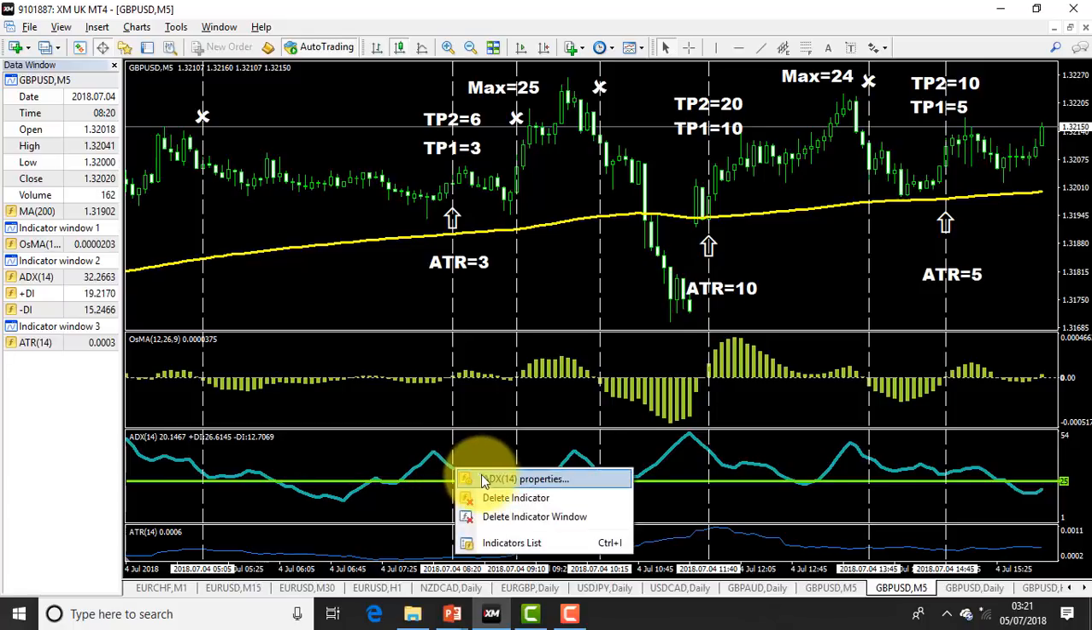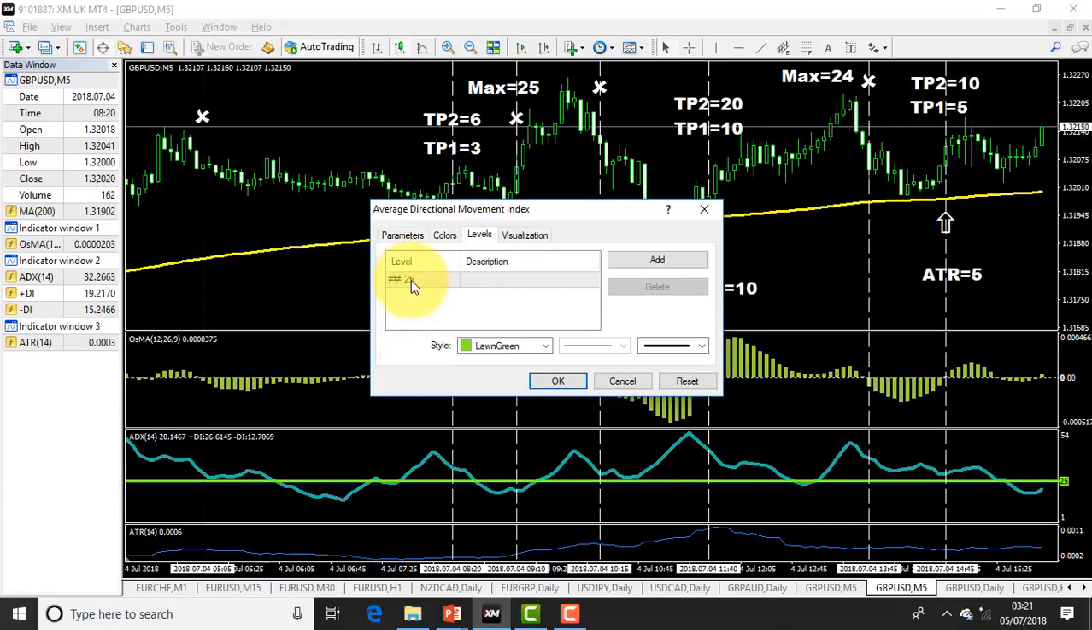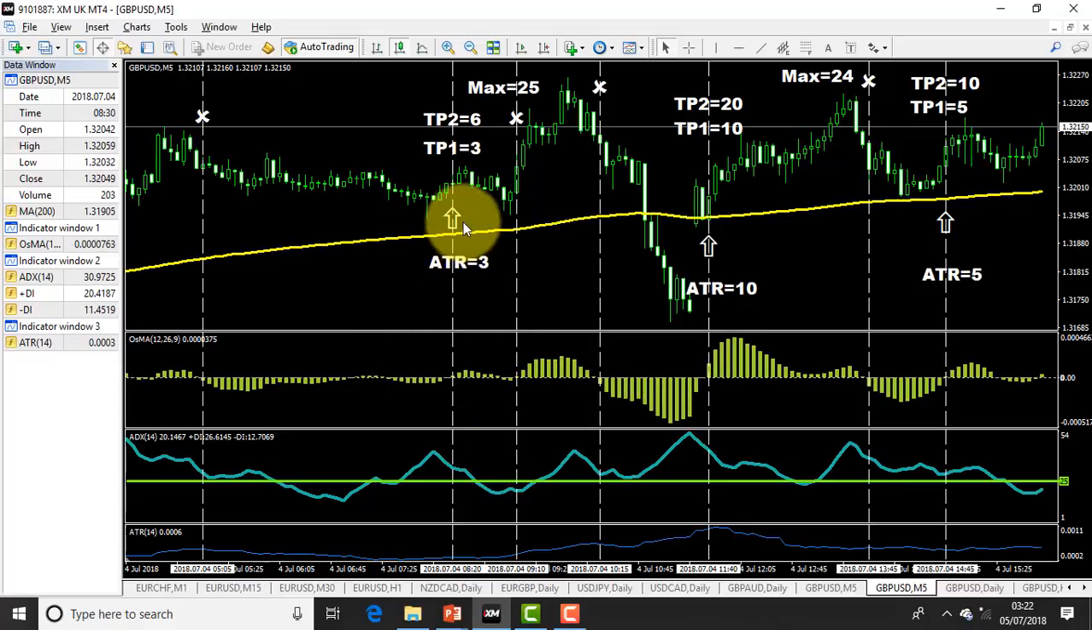I didn't show you something in the ADX level. I set a level of 25. That 25 is our cutoff line. Above 25, trading. Below 25, no trading. So here we see the ADX is above 25, so we are trading. Now we are going to buy at that point.